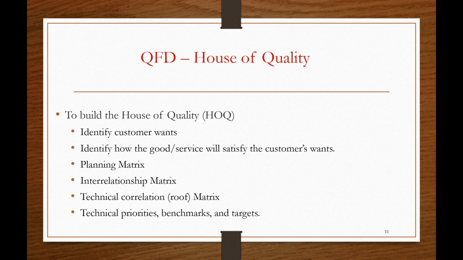So in order to build the house of quality, we need to identify the customer wants, identify how the goods or service will satisfy the customer wants, planning metrics, interrelationship metrics, technical correlations or roof metrics, and technical priorities, benchmarks, and targets.